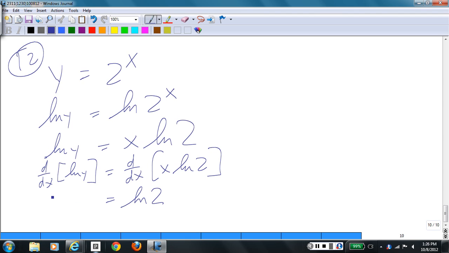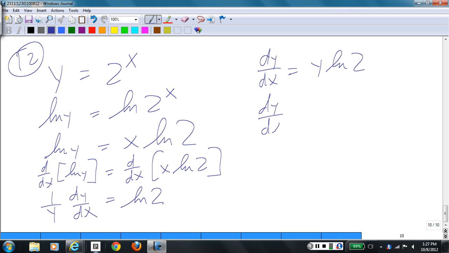In the answers, you have 2 to the x ln 2. Yes, we're almost there. 1 over y dy/dx equals natural log of 2. The way I get that is I say dy/dx equals y natural log of 2. And then the original y was 2 to the x. So dy/dx equals 2 to the x times the natural log of 2.